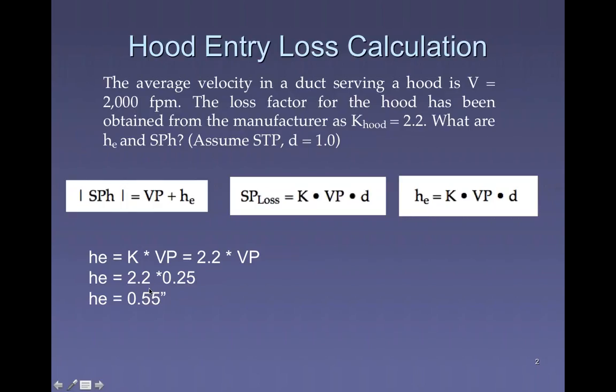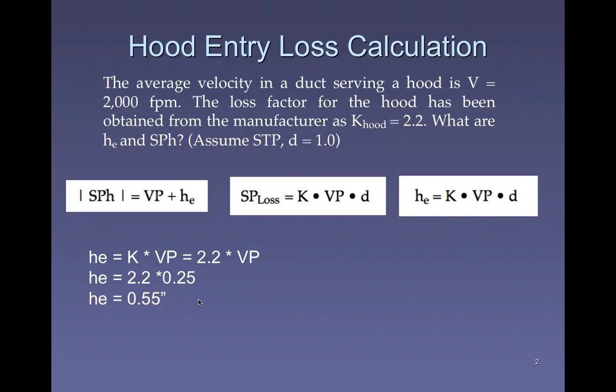That's your hood entry loss. What's your static pressure for the hood? What do you need at that point on the hood? It's equal to our velocity pressure plus what we have to make up for the loss. What was our velocity pressure? 0.25 inches. Our hood entry loss is 0.55. Add them together, and 0.8 is going to be the static pressure at the back of the hood that we need to make this thing work for us.